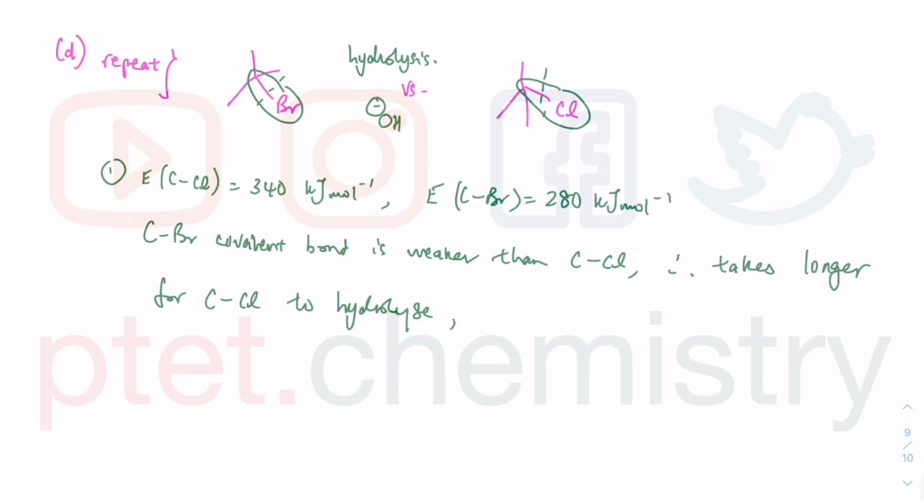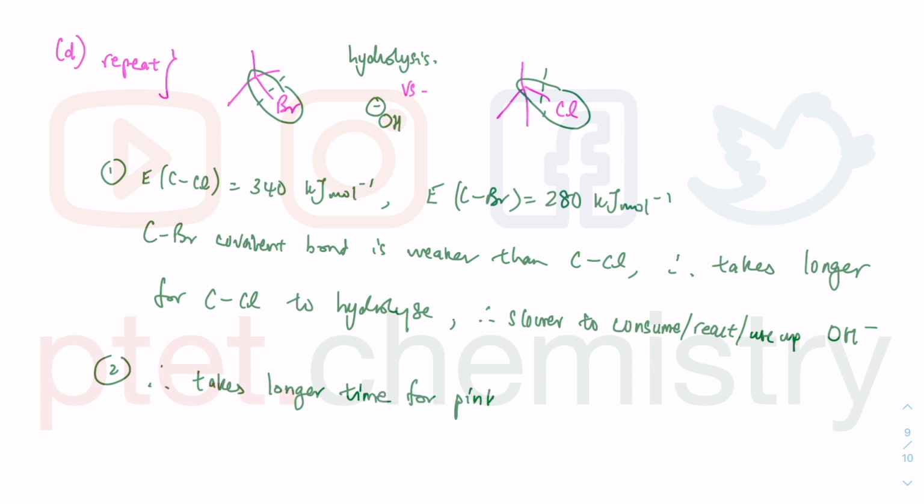So it is slower to consume or react or use up the OH minus. The phenolphthalein is your indicator, as long as your OH minus is around for a bit longer, so it will take longer. Therefore, it takes a longer time for the pink color to disappear. The pink color refers to the indicator. This reaction is slower since it takes longer to use up the OH minus, due to the carbon-chlorine bond being stronger. So the effect of using the chloroalkane is that it will take a longer time for the pink color to disappear.